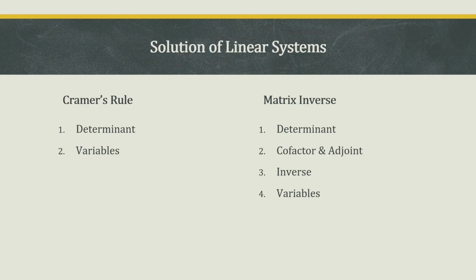So this is a summary that I created to show the different steps for each method. This is not the formal definition or the formal way to show how to use each method, but these are the steps that I used in solving the problems earlier. As you can see, Cramer's rule involves two steps, which are finding the determinant and solving for the variables, while the matrix inverse involves four steps, which are finding the determinant, the cofactor, adjoint, inverse, and lastly, solving for the variables.